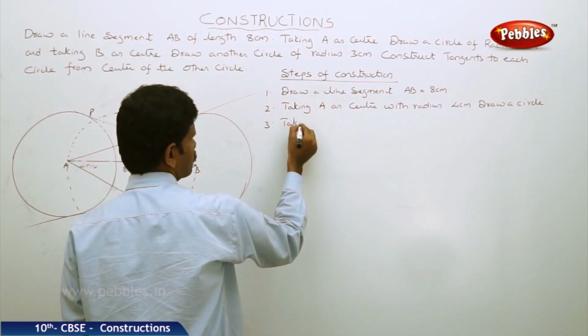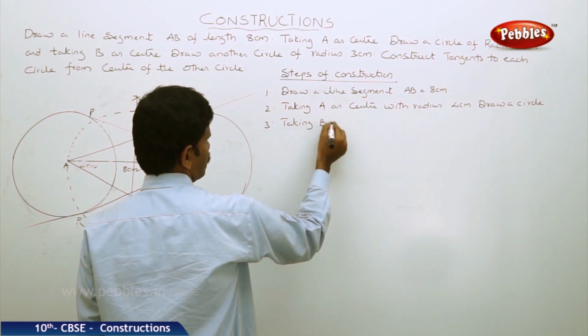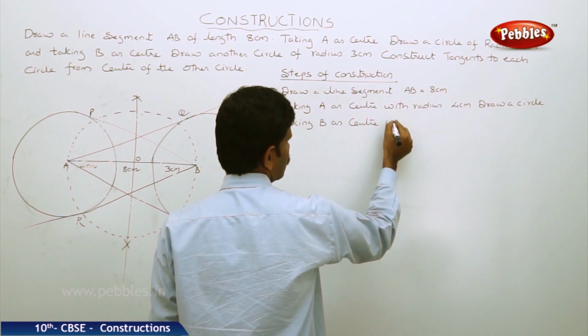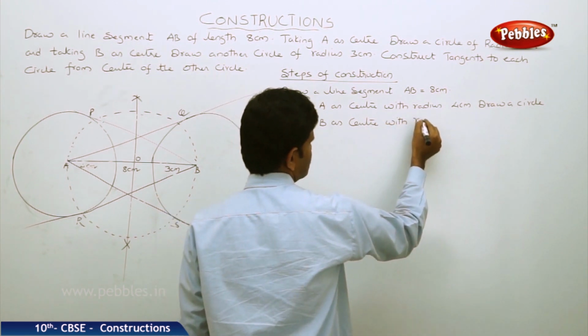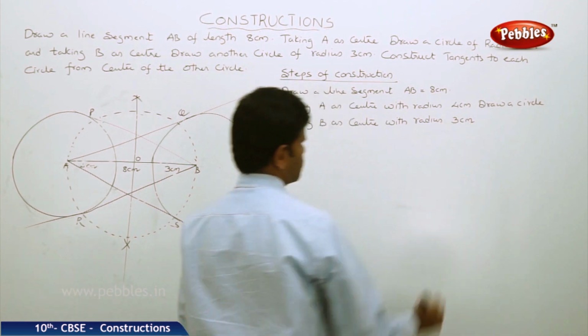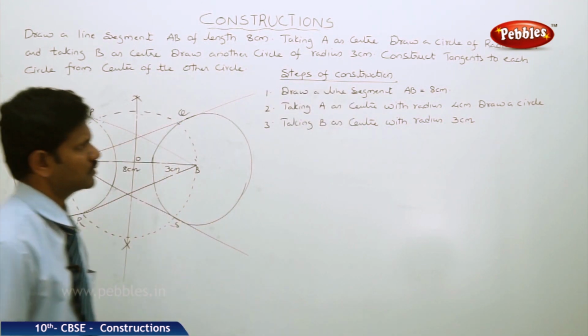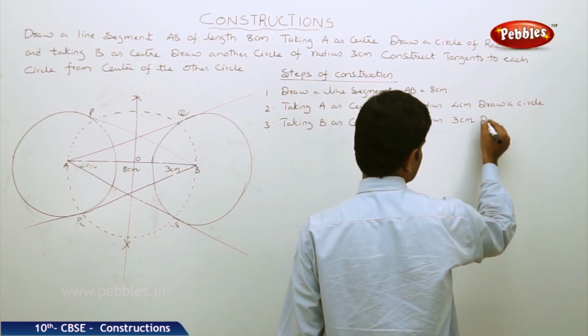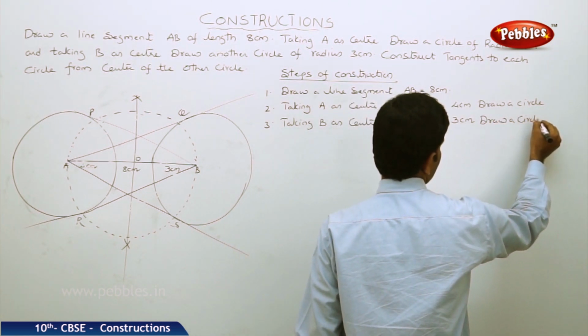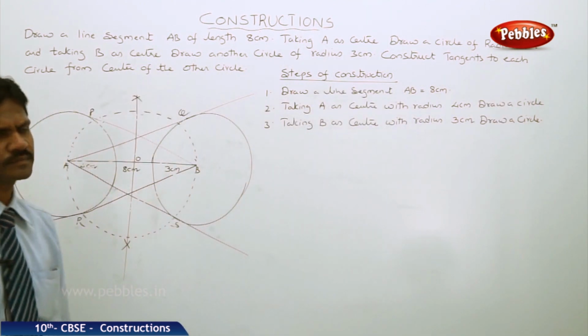Taking B as center with radius 3 centimeters, draw a circle.